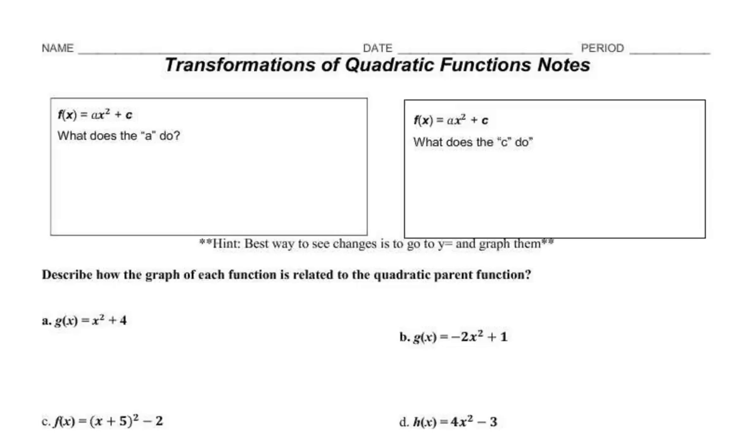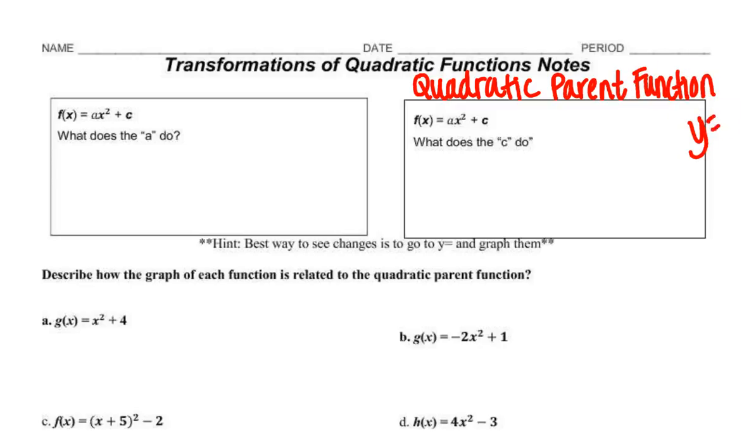So transformations. Before we even talk about transformations, the first thing I want you to remember is the quadratic parent function. Write this down with me. Quadratic parent function is y equals x squared. What that means is the most basic parent function, quadratic parent function, is y equals x squared. Okay? And all the stuff that we're going to transform, and transform is just we're going to be moving stuff around, comes from that equation.